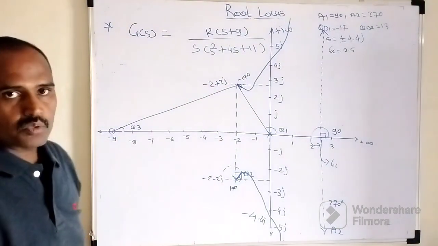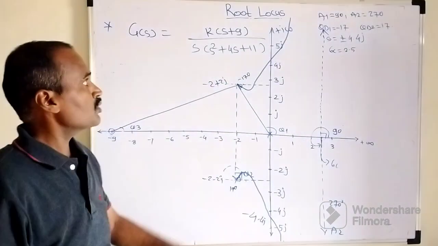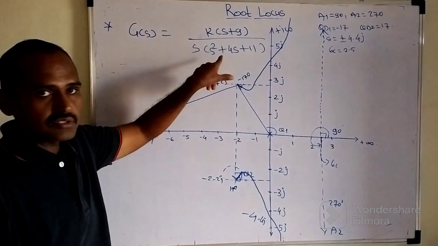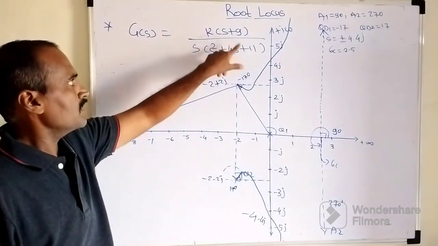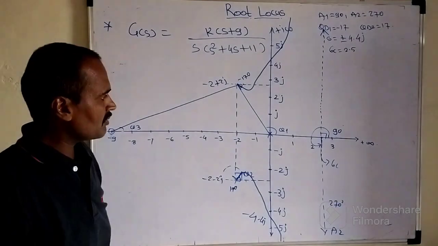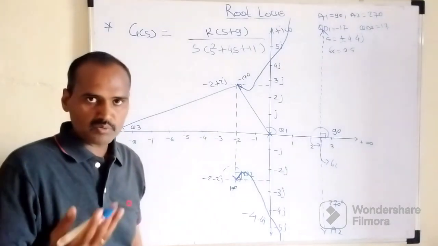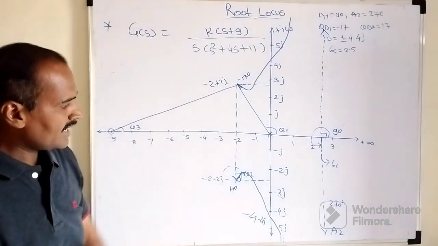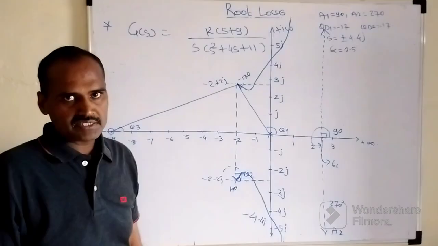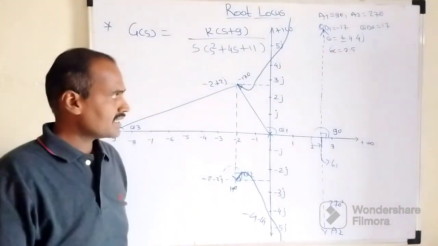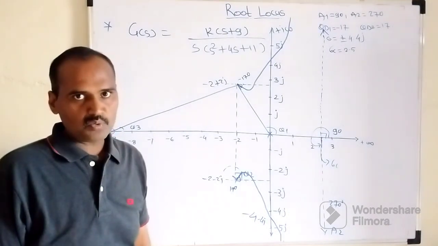So this is how your root locus will look for this open loop transfer function, whose gain is k into s plus 9 divided by s into s square plus 4s plus 11, which consists of 1 zero and 3 poles. Out of those 3 poles, 1 is real and the remaining 2 are nothing but the imaginary poles. So I just hope you have understood all these things about this root locus curve.